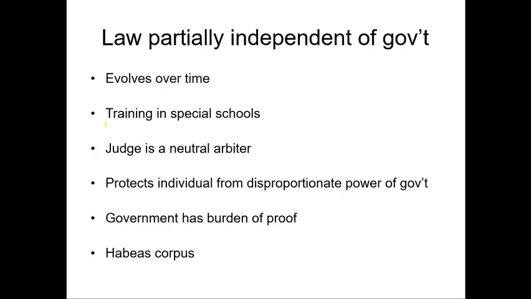So our system of law has evolved over time and is still evolving, particularly on the international scale, which we would talk about in another class in quite a bit more detail. People who are trained in law are trained in special schools in order to be experts at dealing with the law. The judge is considered a neutral arbiter. Obviously judges are human and may have some of their own biases, but generally it's set up so that they are there to be a neutral arbiter of the case. Part of this independence is so that we can protect individuals from disproportionate power of government. This is something that's been designed in our system.